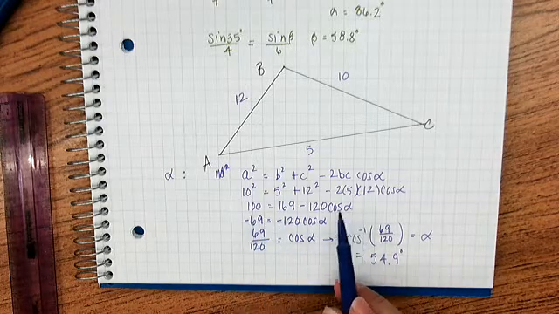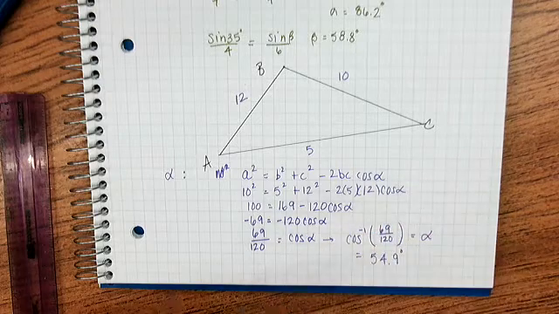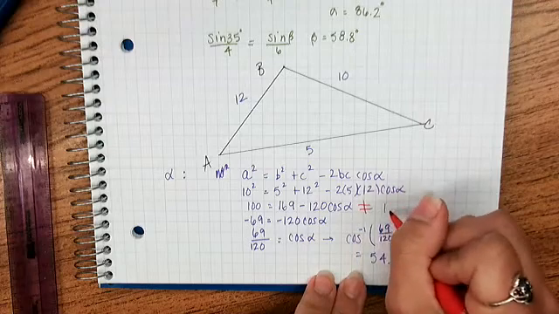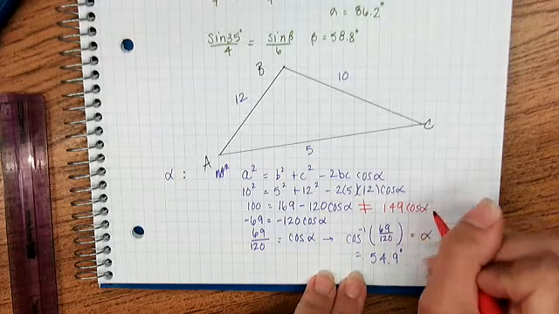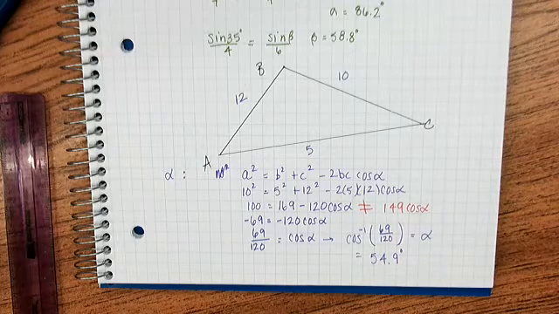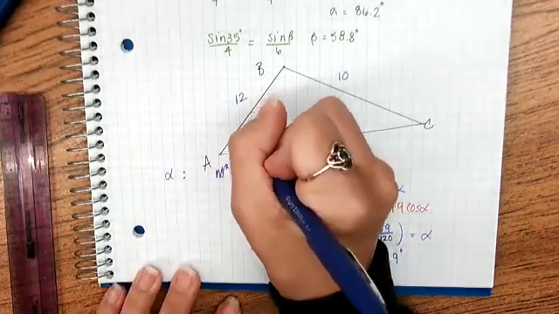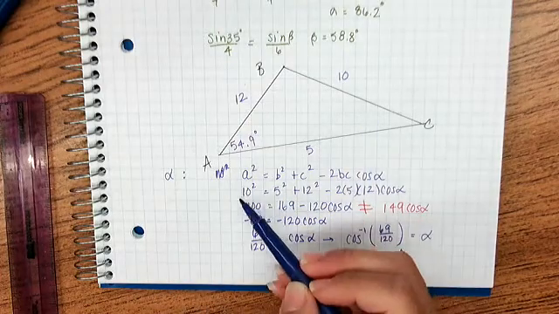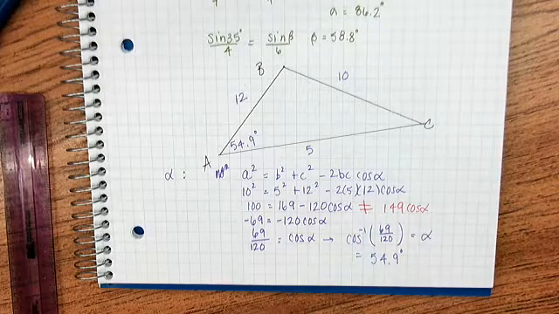The problem right here, I see oftentimes, is that 169 minus 120 does not equal 149 cosine theta. And if you think it does, then okay, so alpha is 54.9. For the sake of time in the video, I would use the law of sines and figure out what beta and gamma are.